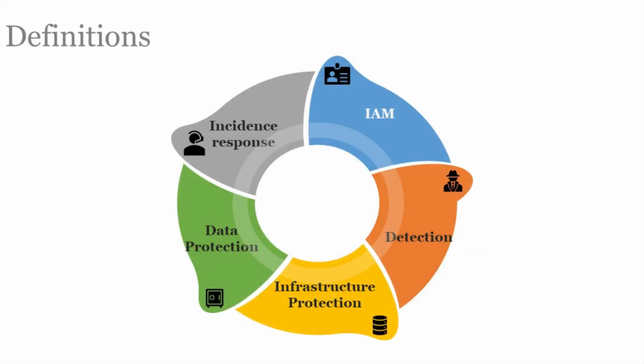Definitions. AWS outlined 5 focus areas that encompass security in the cloud: IAM, detection, infrastructure protection, data protection, and incident response. Let's go into the details of each of them to understand them better and how we can use them to secure our cloud environment.